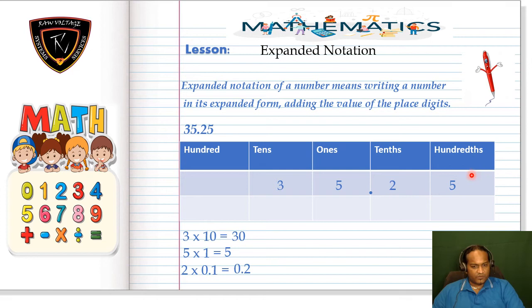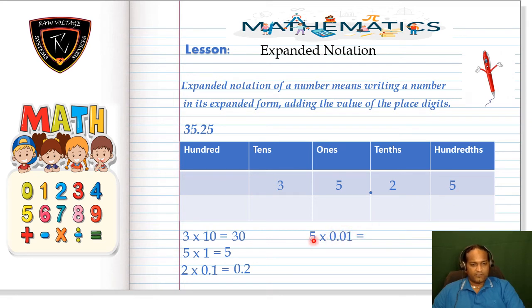And the hundredths, now how do we write the hundredths? Well, it's 5 multiplied by 0.01. We have the tenth place, which was 0.1, so the hundredth place now is 0.01. If you can see, the 0.1 is one decimal place, which is the tenth, and the hundredth is two decimal places. So this is how we write the tenth as 0.1, and the hundredth as 0.01.